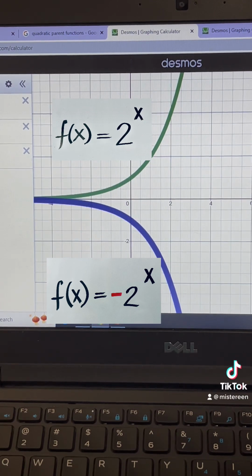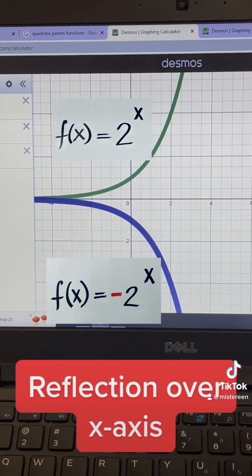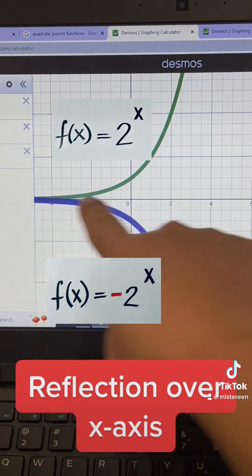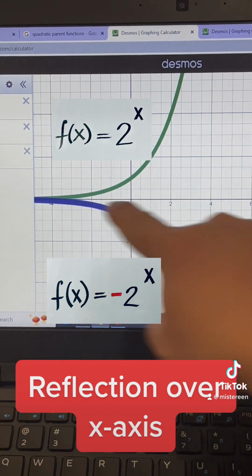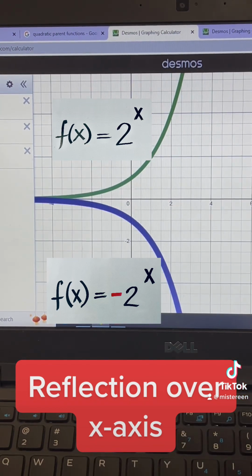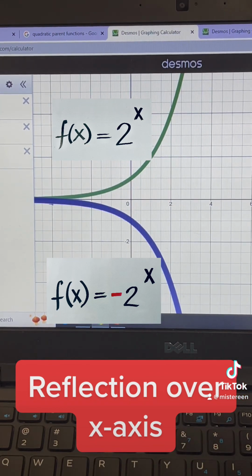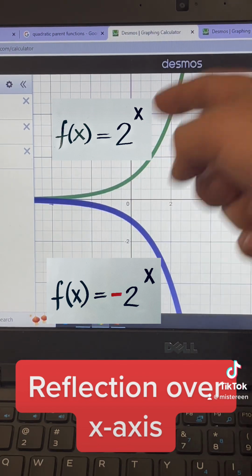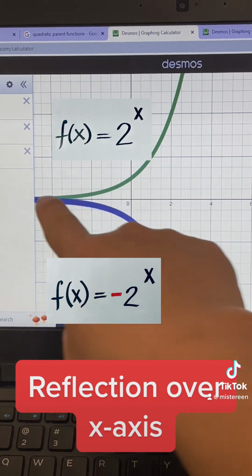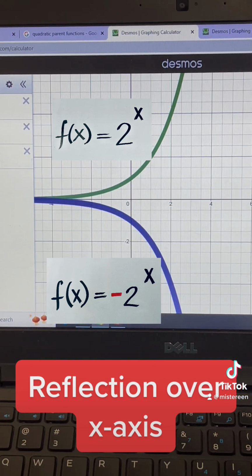All right, so what happened here is there is a reflection, and the reflection is with respect to this line. This serves as the mirror. The x-axis is a mirror. So when you put a negative in front of the parent function, the parent function will be reflected across the x-axis. So there's a reflection across the x-axis.